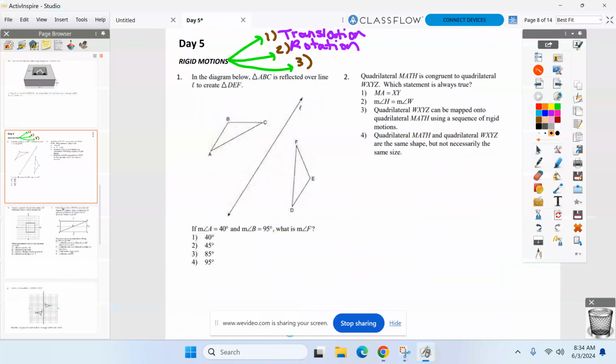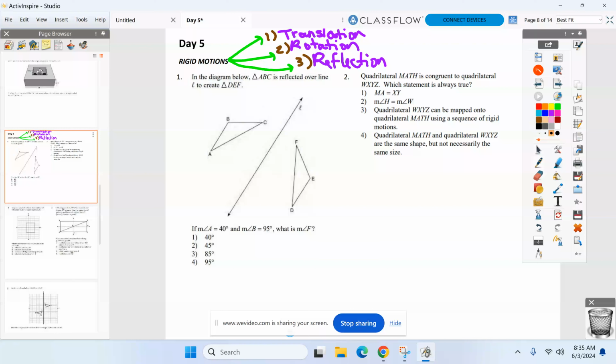Flipping it. Another name, flip. Okay, reflection. A reflection does not change size or shape. It does change something else, which we'll talk about today, but it does not change size or shape. All right, those are the big 3 that are considered rigid motions. All right, go to number 2 for me, please.